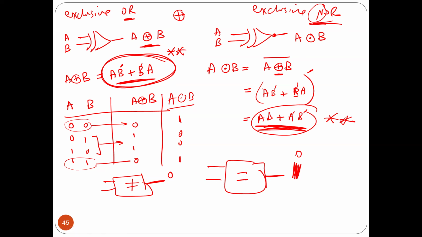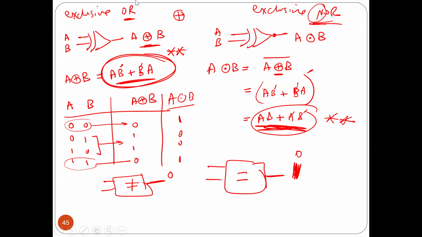Any questions? So number one, you need to know the symbol of exclusive NOR. You need to know this symbol here, how we use it, okay? You need to know the equivalent expression, AB or A prime B prime. You need to know the truth table of it, okay? To make the truth table easy, you don't need to apply this formula or this expression. I make it easy.